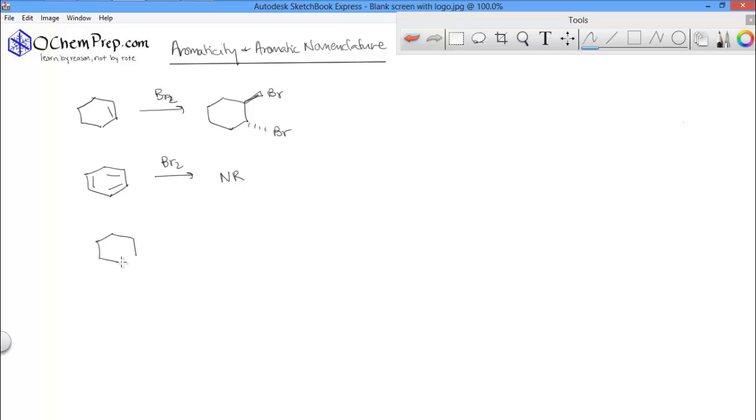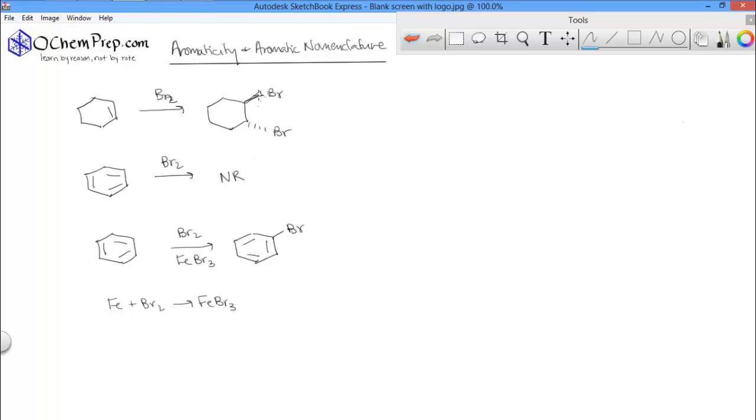If I take cyclohexatriene, but now we're going to call it benzene, and I treat it with bromine with a Lewis acid catalyst, FeBr3. It's actually fairly easy to make this. All you do is add Fe plus Br2, and the Br2 will oxidize the Fe to FeBr3. So you just throw in some iron filings, heat it up, you're going to get a different kind of product.